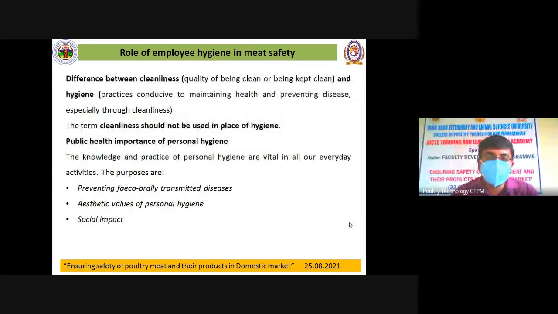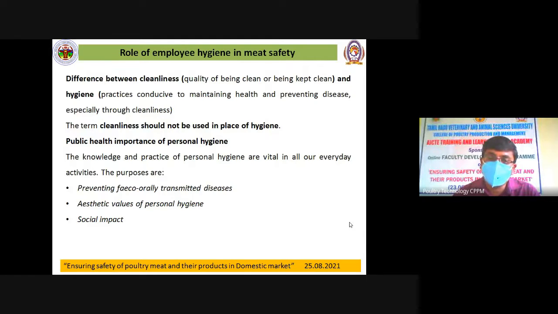So, what is the difference between cleanliness and hygiene? Cleanliness is nothing but the quality of being clean or being kept clean. And hygiene is practices conducive to maintaining health and preventing diseases, especially through cleanliness. So, cleanliness and hygiene are separate. Both should not be used as synonyms. Cleanliness should not be used in the place of hygiene.